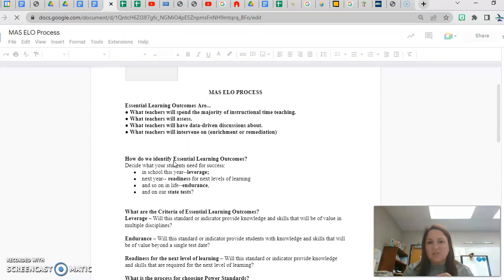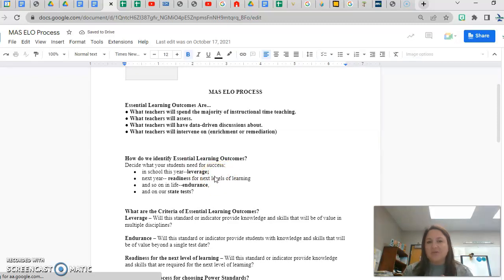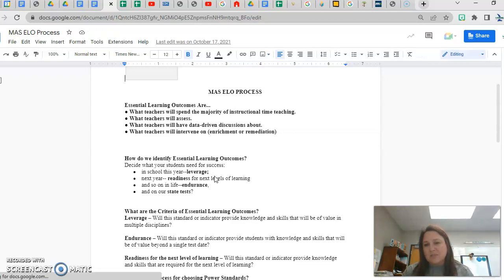There are some really big questions you ask. Decide what your students need for success: leverage, readiness, and endurance. What do the students need this year? What will the students need to prepare them for next year? And what will they need in life moving forward? There is always that question of, what is the state test telling me is most important? Right now, we do not have a state test based on these standards. As you know, essential learning outcomes are continually evolving and will continue to evolve, but we're going to do our very best on these three questions.